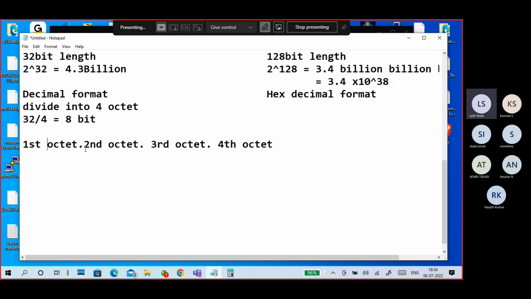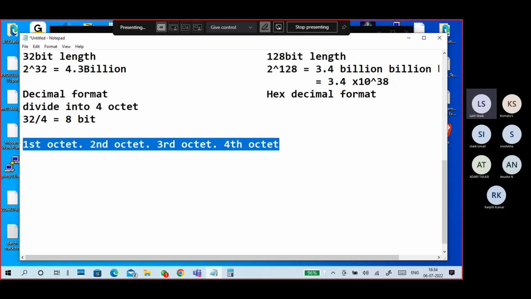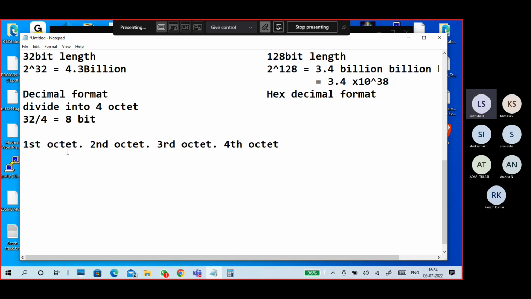Like this. There are 4 octets. Octet means 8 bits. So 8 plus 8 plus 8 plus 8 is a 32-bit number.